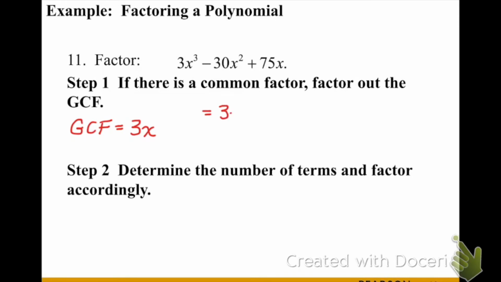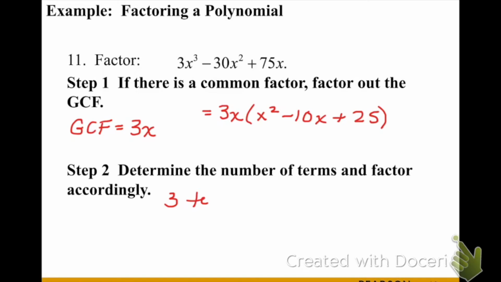And then that means we can write what would remain in parentheses, giving us a simplified trinomial of x squared minus 10x plus 25. So from this case then, step 2 is always to look at the number of terms of the polynomial that's left over.